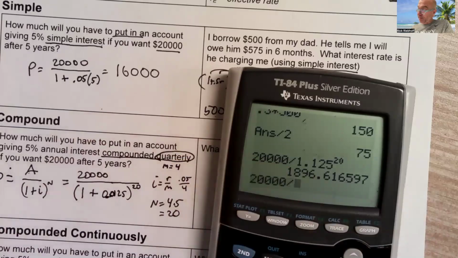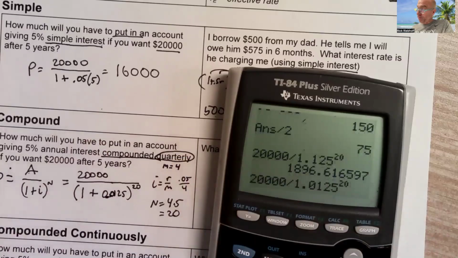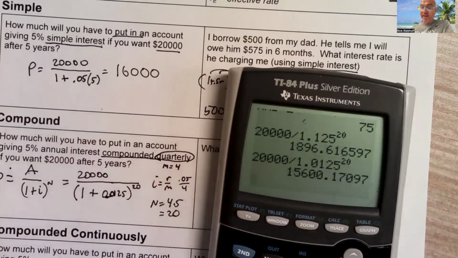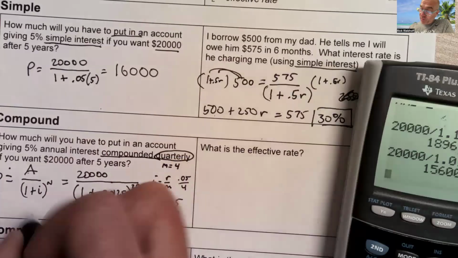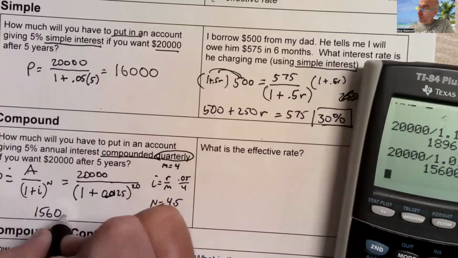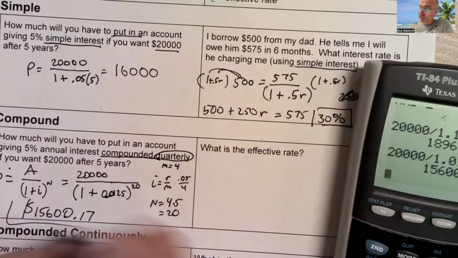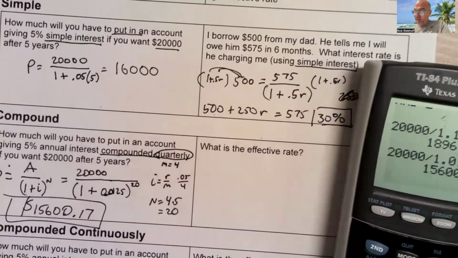20,000 divided by 1.0125. If you were yelling at the screen, go, Mr. Repop, you forgot a zero. You're right. That looks better. 1560.17. $1560.17. All right, 15,000. That kind of makes more sense, right? I put about 16,000 in.